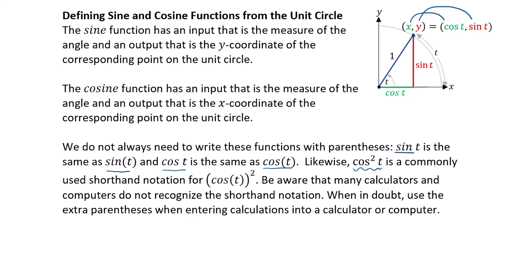Now it is good to note, and we'll see this again later, that cosine squared t equals the cosine of t, squared, but it is not the same as cosine of t squared.